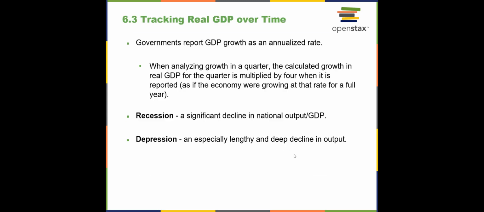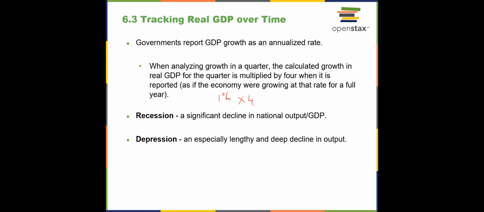Governments report GDP growth as an annualized rate. When analyzing growth in a quarter, the calculated growth in real GDP for the quarter is multiplied by 4 when it's reported. So real GDP growth, let's say by quarter, is 1%. Quarter refers to 3 months. And to find the annual growth rate, you multiply this by 4.